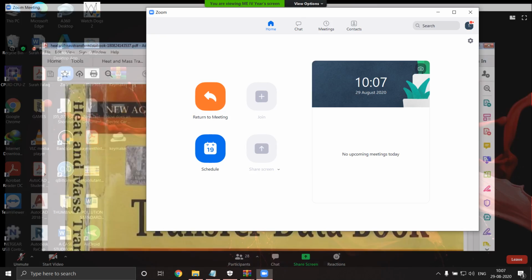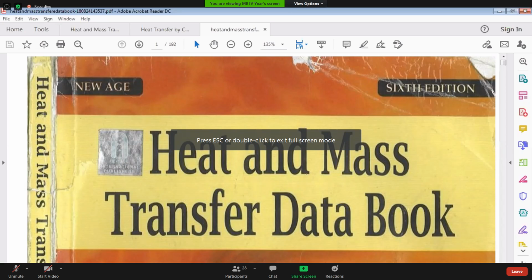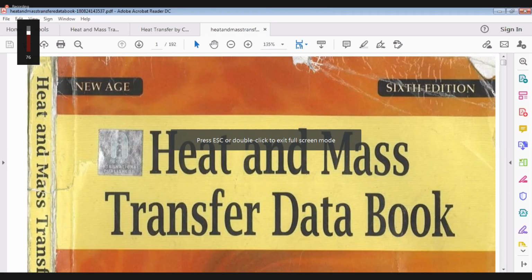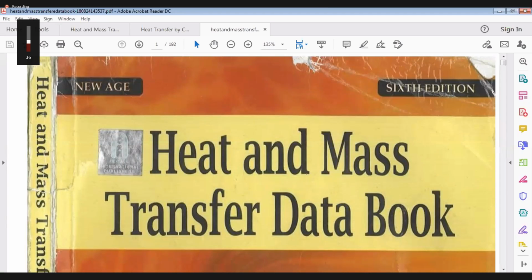Session actually. How to use the data book, right? Where you don't need to remember any equations.